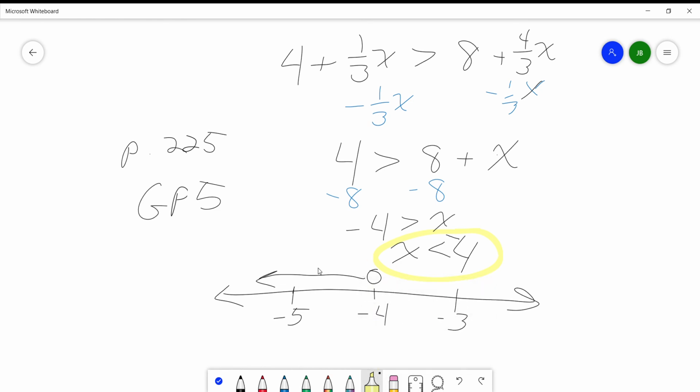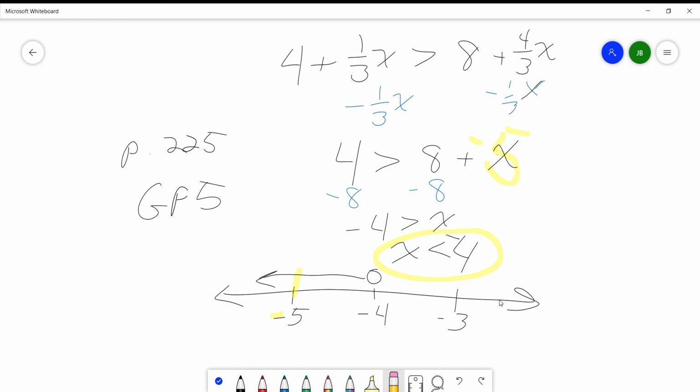If we pick -5 as a value of x and we plug in -5 right here, this works. -5 plus 8 would be 3. 3 is definitely less than 4. 4 is greater than 3. So I know I'm repeating myself. I apologize. I just want to make sure that we're really tracking.